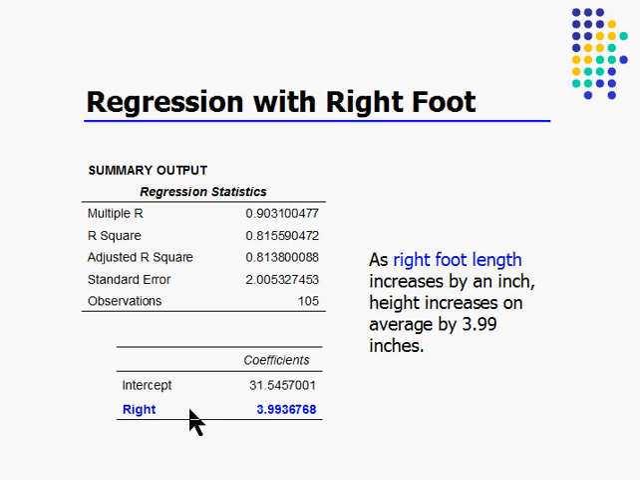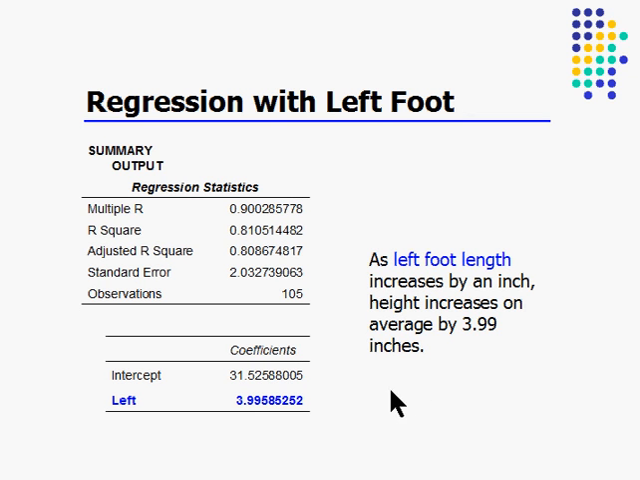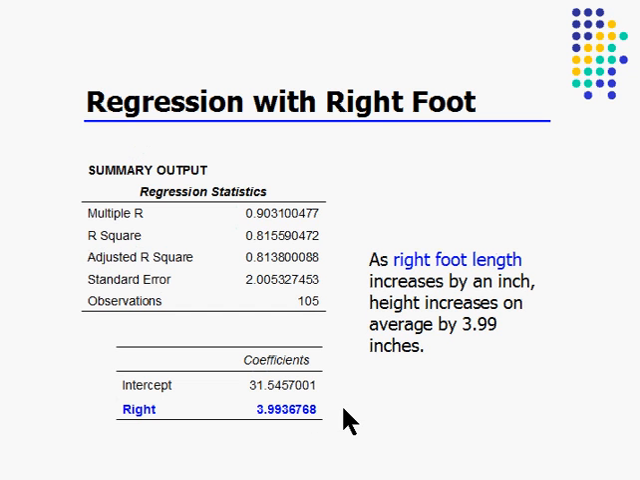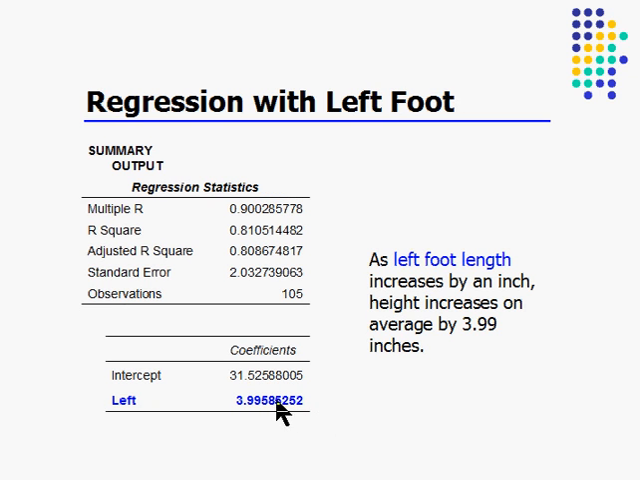We find that when our right foot goes up an inch, our height is about 4 inches higher. Same thing with our left. As our left foot size increases by an inch, our height increases by about 3.99. But note that the coefficients aren't exactly the same. We have 3.993 for the right foot, 3.995 for the left foot. Well, what happens when we run these two guys in the regression together?